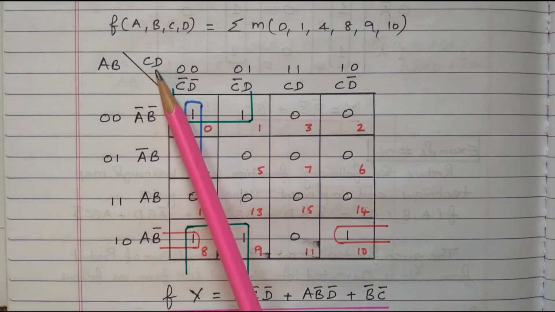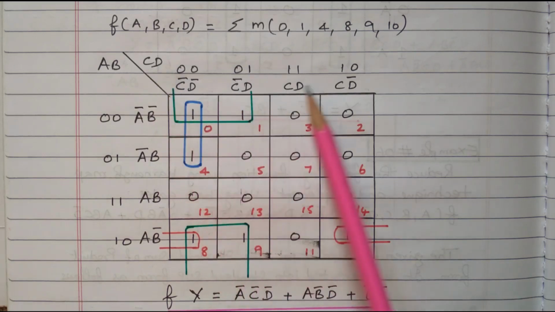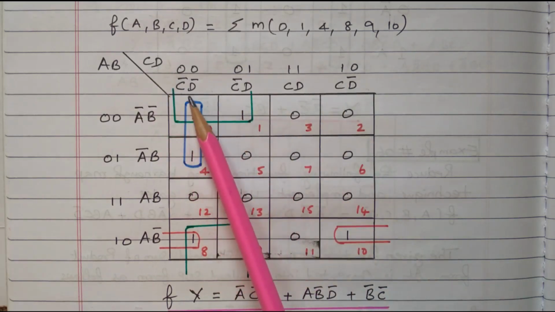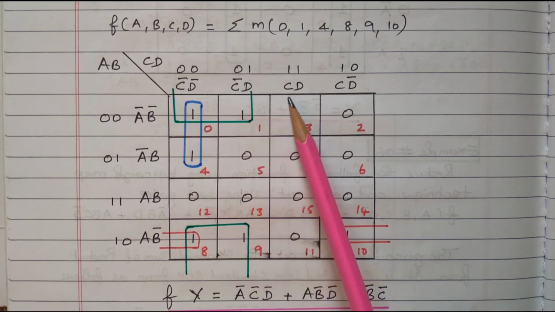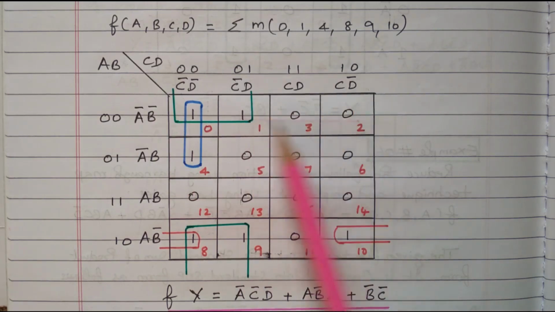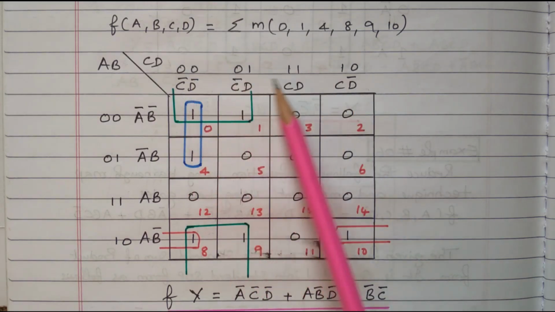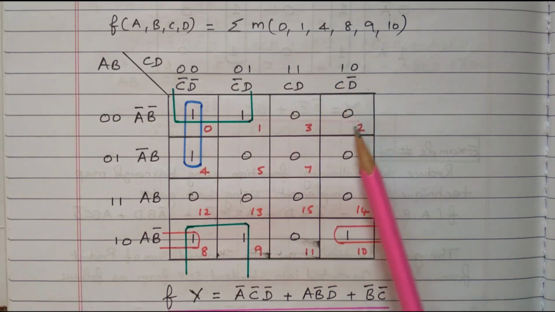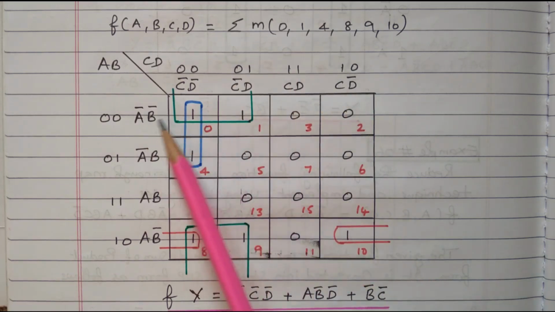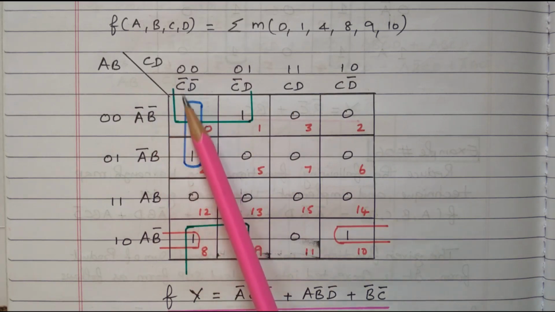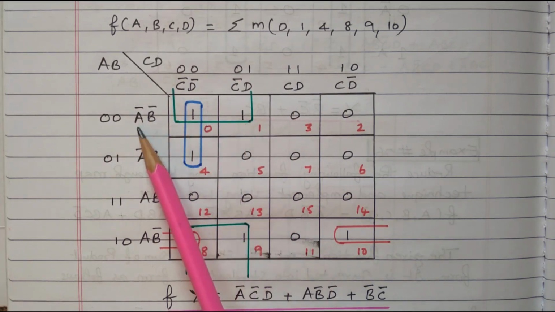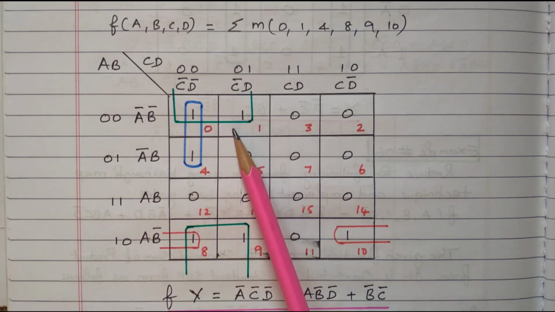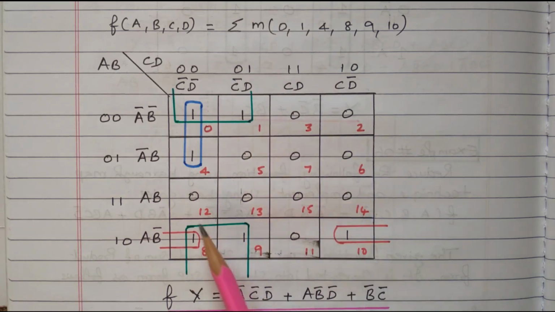Similarly c, d having 2 variables, the 4 possibilities are c bar d bar, c bar d, c d, c d bar, that is 00, 01, 11, 10. So the first cell is a bar b bar and c bar d bar. The second cell is a bar b bar, then c bar d. Like that we can combine the cells.